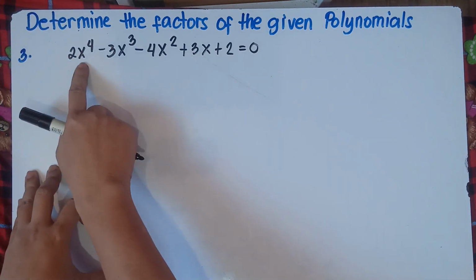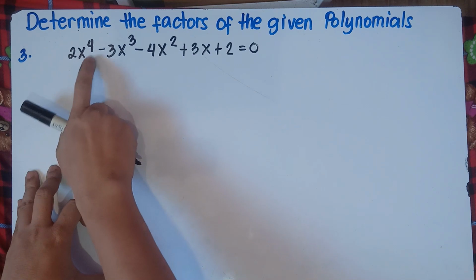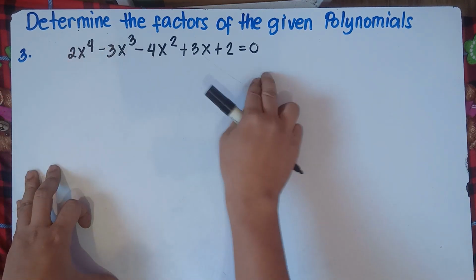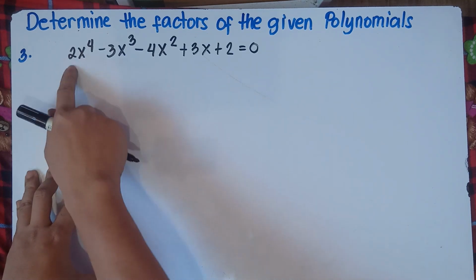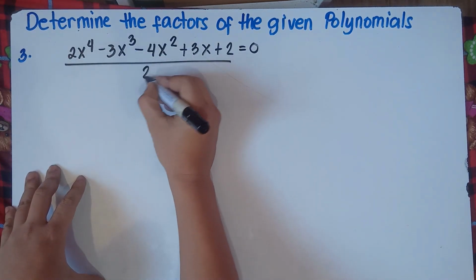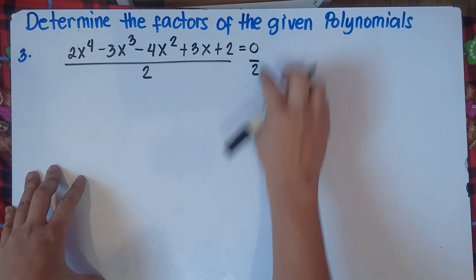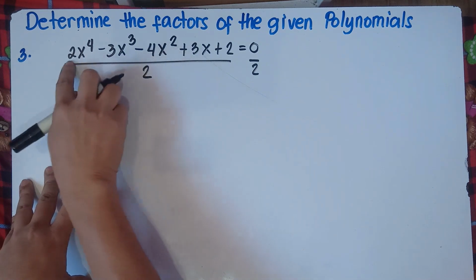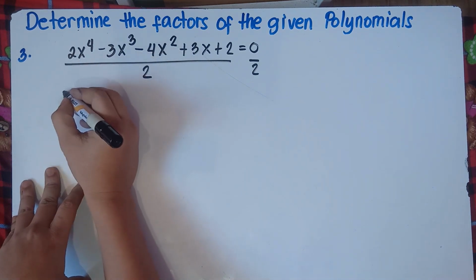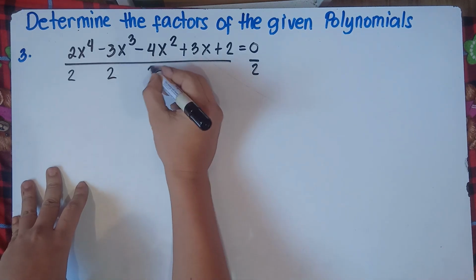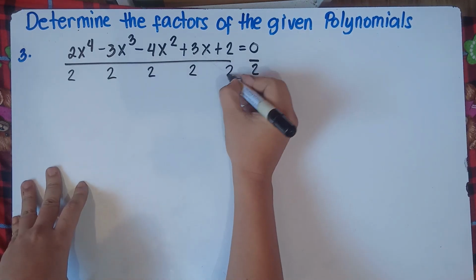If the number before x raised to the power of 4 or x cubed, the leading coefficient, is greater than 1, we need to divide that equation by this leading coefficient class. So we need to divide this one by 2, and also this 0. So divide this one by 2, so this will be 2 divided by 2. Or you can divide all of the terms class by 2. Divide by 2, divide by 2, divide by 2.